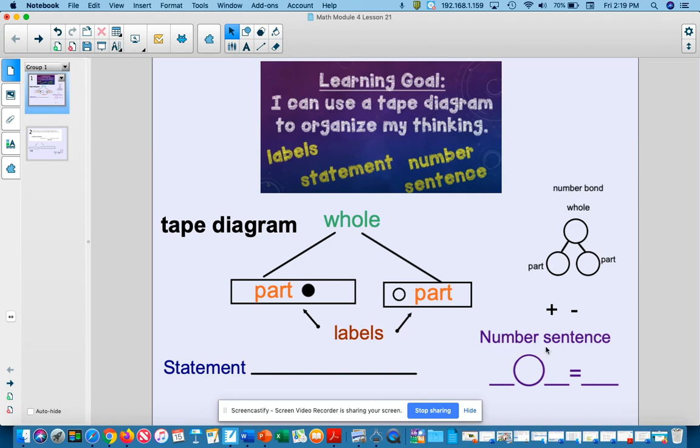And finally, over here, we have the number sentence. So no, we're not talking about a sentence. We're actually talking about numbers that make a sentence. So we've seen these before. A number sentence could have addition, or it could have subtraction. It could also have two parts equaling the whole, or it could even have a part that is missing, where we have to find that missing part. Okay? So let's take a look at an example today.